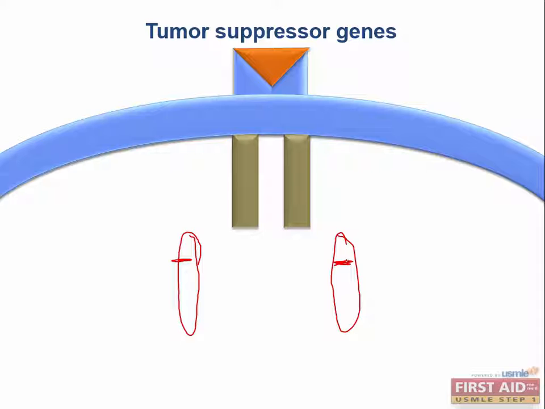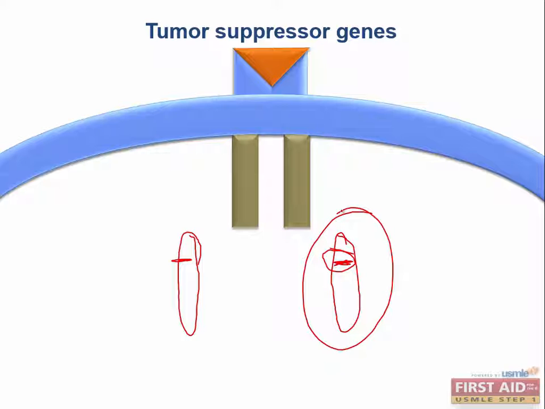Now, for oncogenes, because we have 2 copies of them, if you have a mutation in one of these genes for an oncogene, that's all it takes. Boom, you start making more MYC, or any of the other oncogenes, and you're going to have the progression to cancer. That's all it takes.